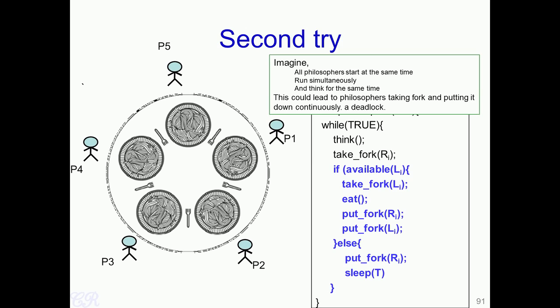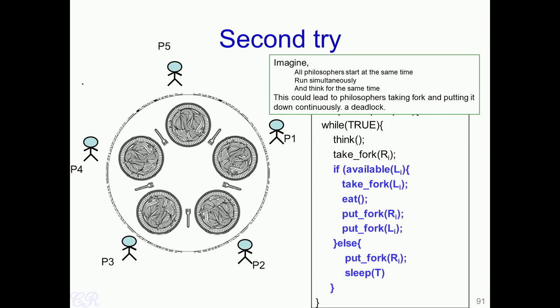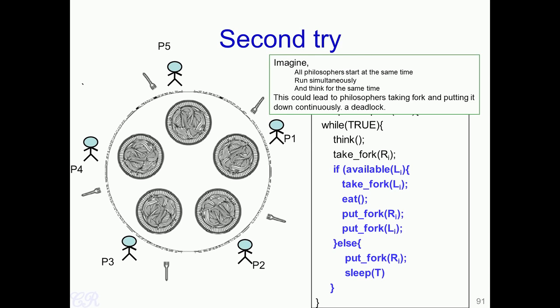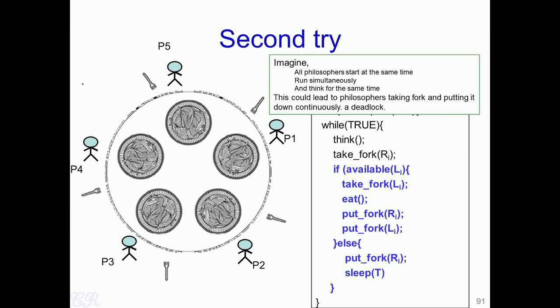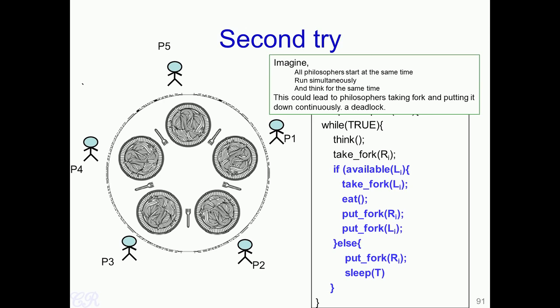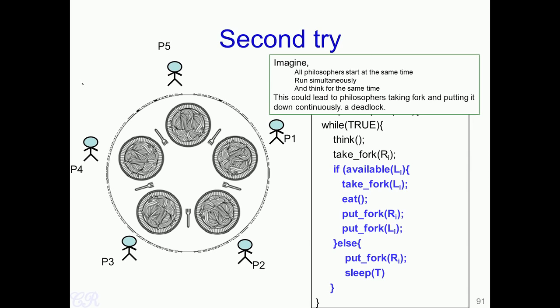So, they put down their forks simultaneously, then they sleep for some time, and then they repeat the process. So, you see that the 5 philosophers are again starved. They will be continuously just picking up their right fork and putting it back onto the table. So, this solution is also not going to solve our purpose, since we have the philosopher starving again.